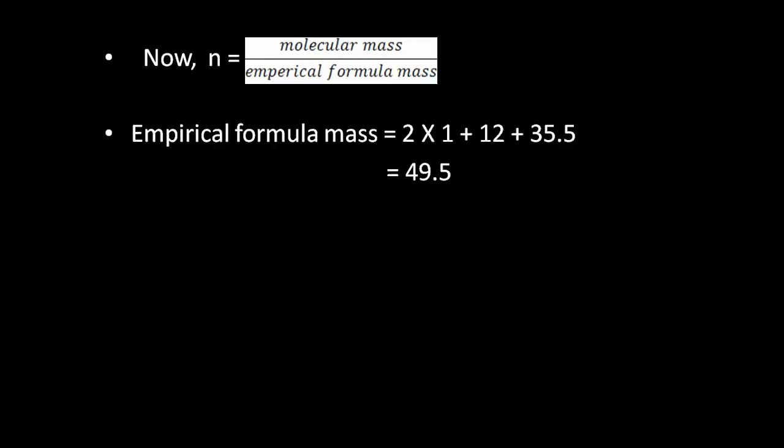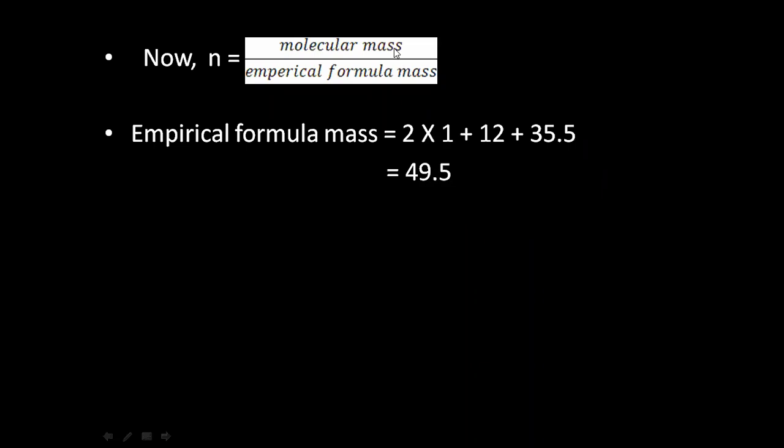So how do we calculate the empirical formula mass from the empirical formula? In the empirical formula, we have two hydrogen, H2, so 2 into 1, and C and Cl. Carbon is 12, chlorine is 35.5. If I add this up, I'll get 49.5. So that is the empirical formula mass.